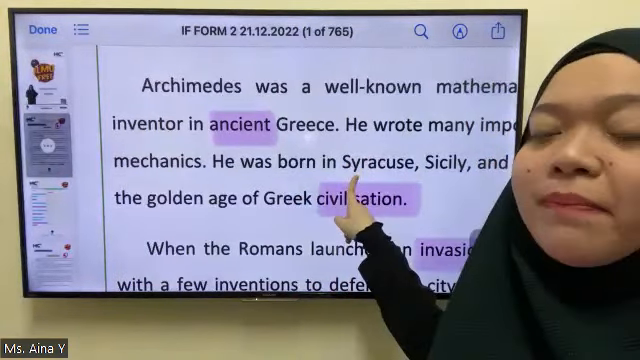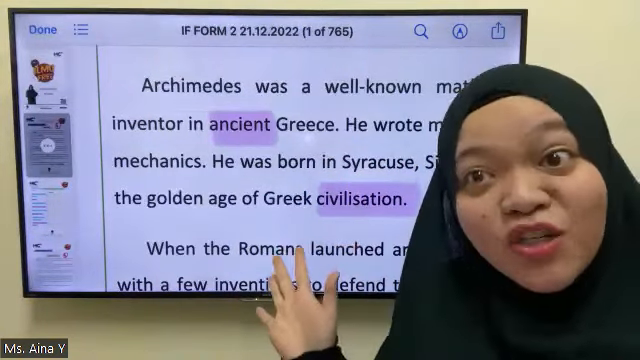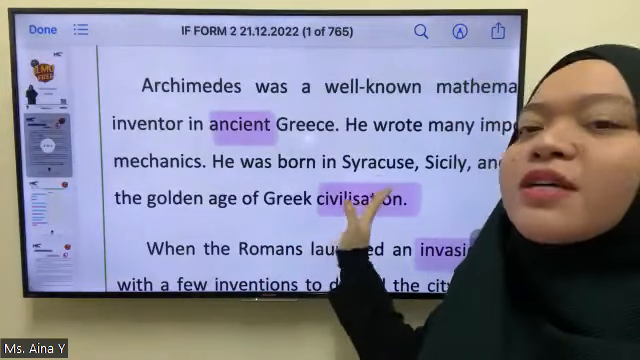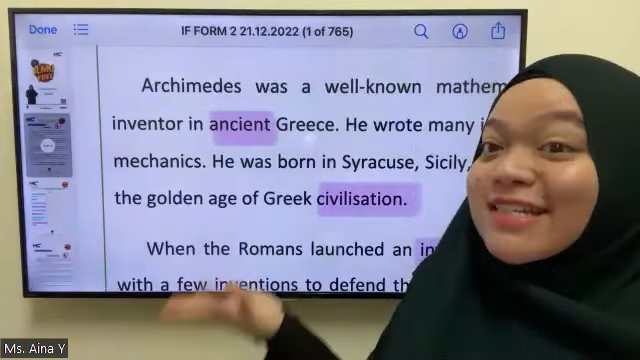This one is not a meaning. This is just the name of a place, Syracuse, Italy. I'm not really sure how to pronounce it because it's not English. This is not an English word. So I think it's Syracuse. Maybe it's different. I don't know because it's Italian.